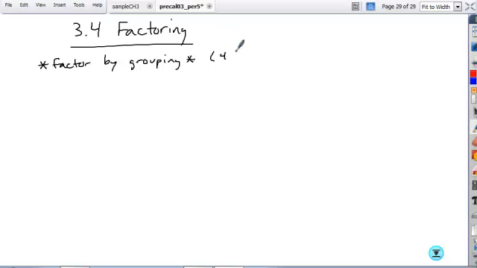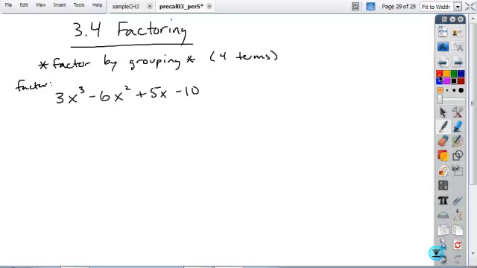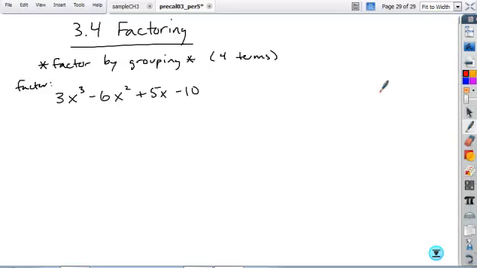Okay, so if you have four terms, you're likely going to, again, remove any common factors if you can, and then look to see if you can factor by grouping. So I'm going to go through an example of this and illustrate the steps that would be used in this type of problem. Okay, so if you were asked to factor this expression here, always look to remove common factors first, and then notice you have four terms here.